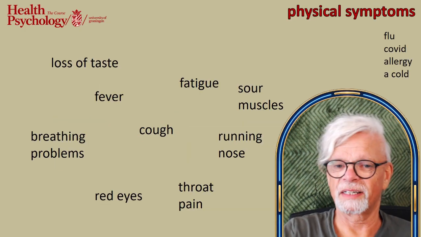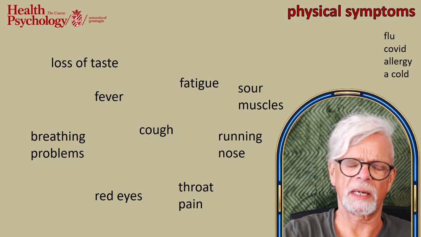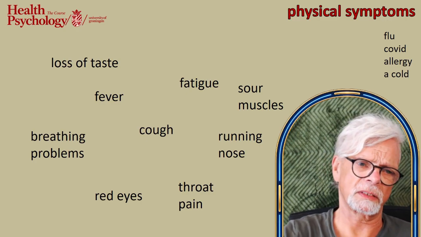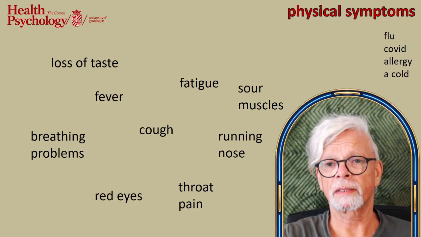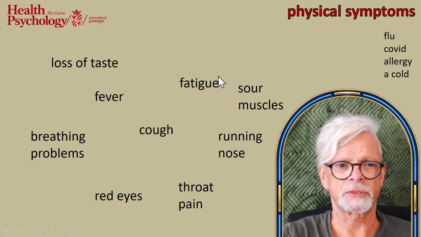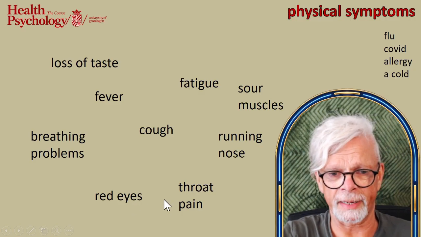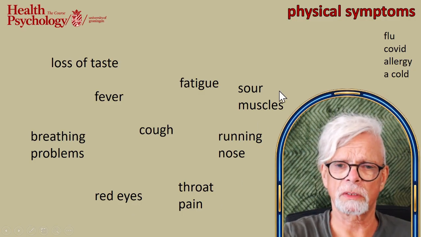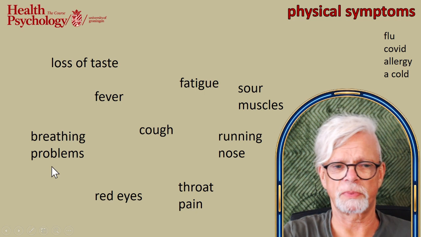Okay, and there was another interesting thing. There were many interesting things in the pandemic of COVID. For example, one of physical symptoms. Here you see some different physical symptoms: red eyes, throat pain, running nose, sore muscles, fatigue, cough, fever, loss of taste, breathing problems.